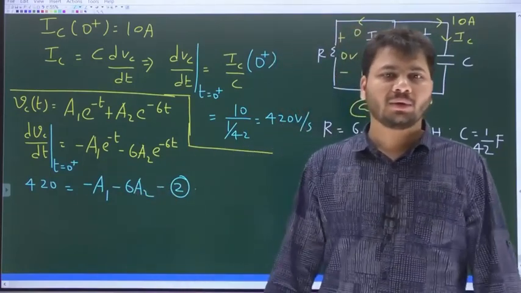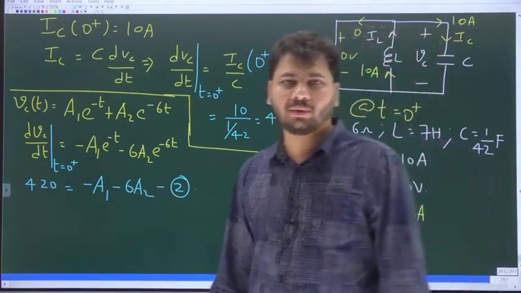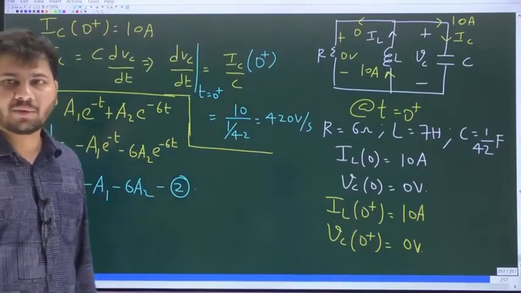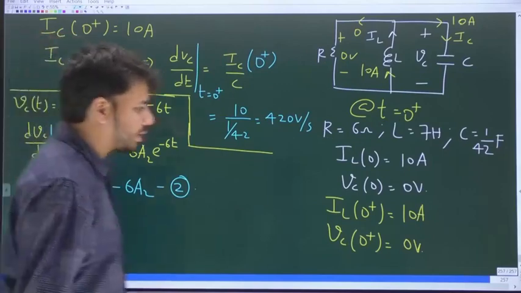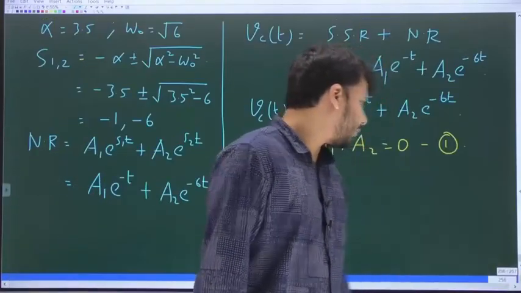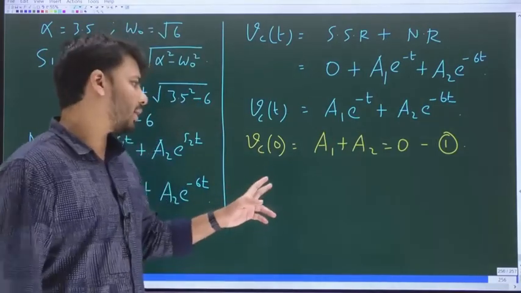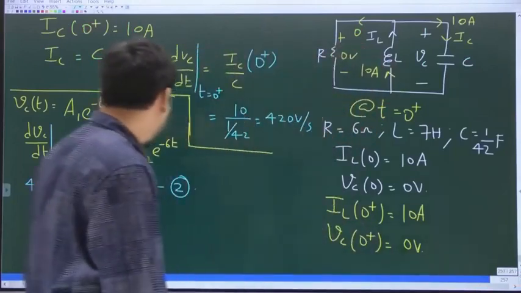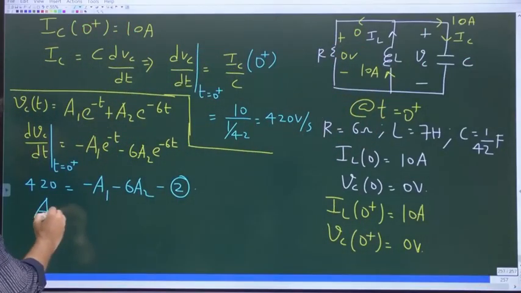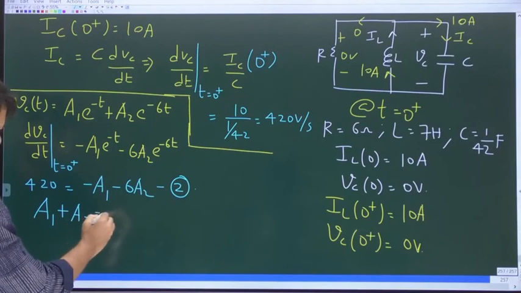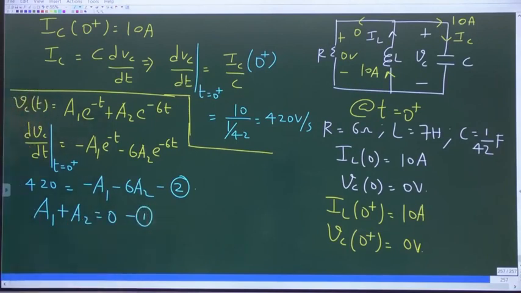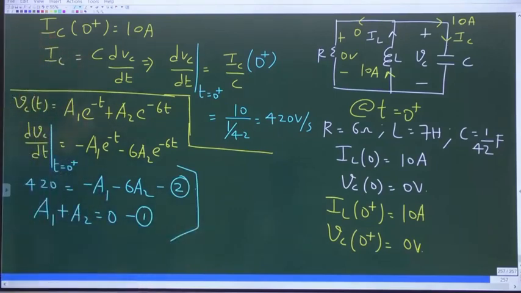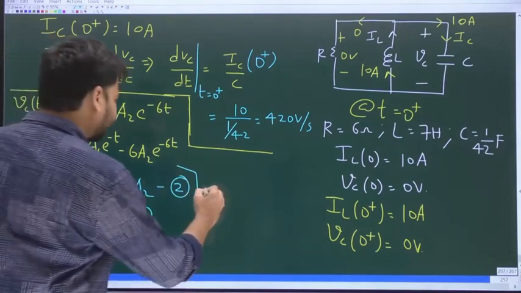Already we have one more equation for a1 and a2. Now solving these two equations, you can get the values of a1 and a2. What was our earlier equation for a1 and a2? Directly from the given initial condition, we get a1 plus a2 equal to 0. So here also, let me write it, a1 plus a2 equal to 0. That's all. From these two equations, you should be able to solve for a1 and a2.